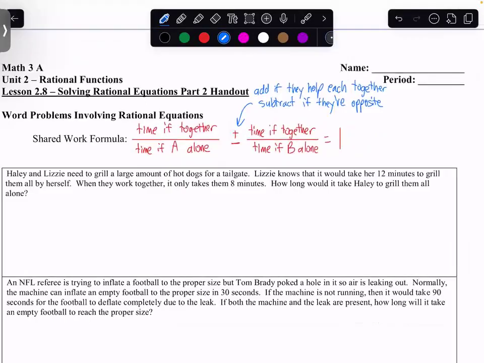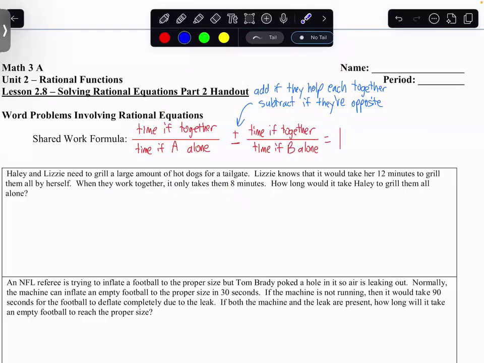Okay, so let's look at an example together. Let's say that two friends, Haley and Lizzie, need to grill a bunch of hot dogs for a tailgate party. Lizzie knows that it would take her 12 minutes to grill enough hot dogs if she were doing it by herself. Now when they work together, combined, it only takes 8 minutes to get enough hot dogs.